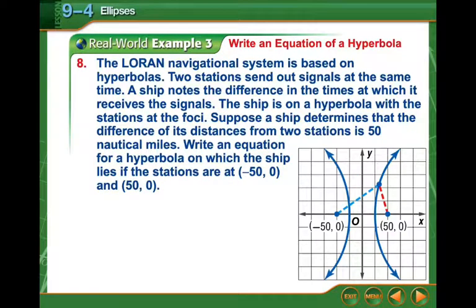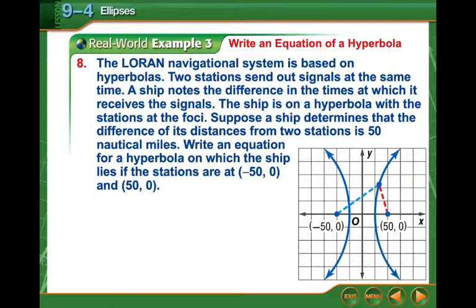So number 8. This one's a bit confusing when you read it, but it's not too bad of a problem. The LORAN navigation system is based on hyperbolas. 2 stations send out signals at the same time. A ship notes the difference in the times at which it receives the signals. The ship is on a hyperbola with the stations at the foci. Suppose a ship determines that the difference in its distances from 2 stations is 50 nautical miles. We want to write an equation for the hyperbola on which the ship lies if the stations are at -50, 0, and 50, 0. So those are the foci of our equation.